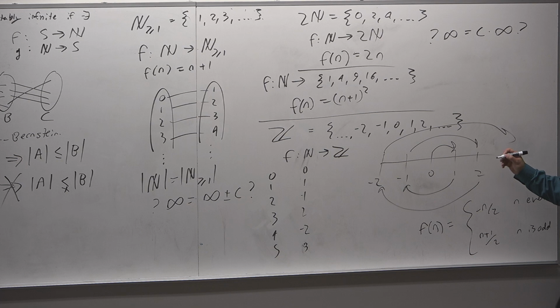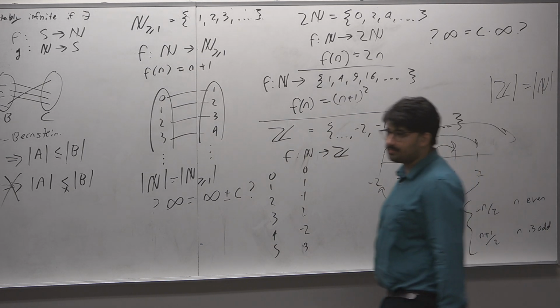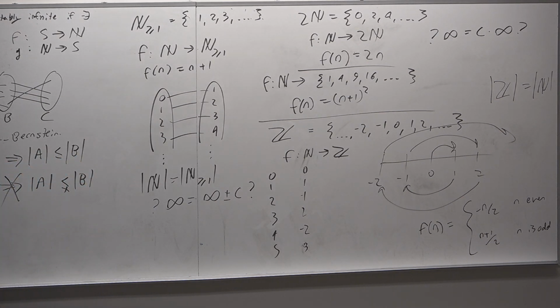And this is sufficient for us to know now that there are exactly as many integers as there are naturals. Even though there's twice as many of them, that's still the same amount. So we know now that the integers are countably infinite. Questions on that?